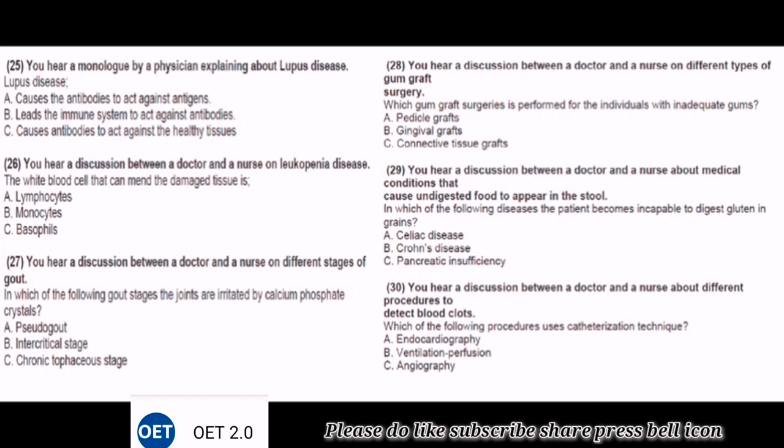Question 27. You hear a discussion between a doctor and a nurse on different stages of gout. Now read the question.